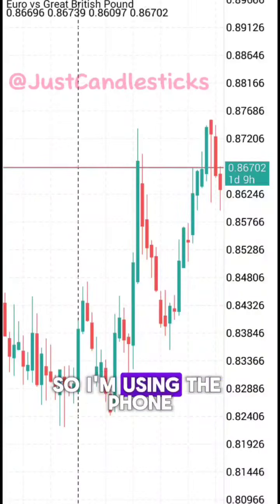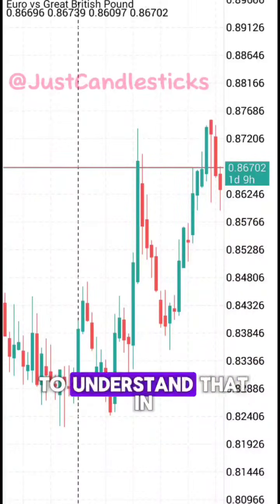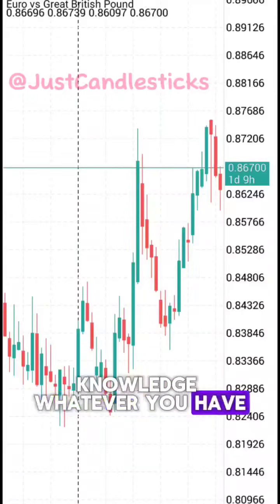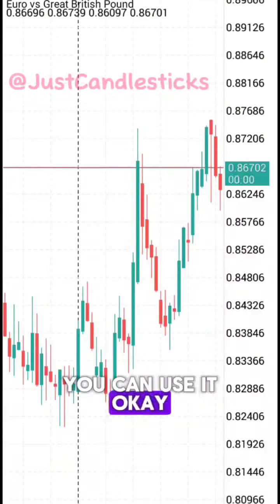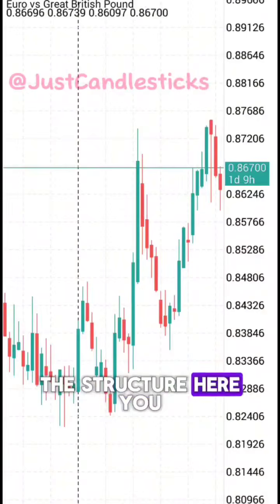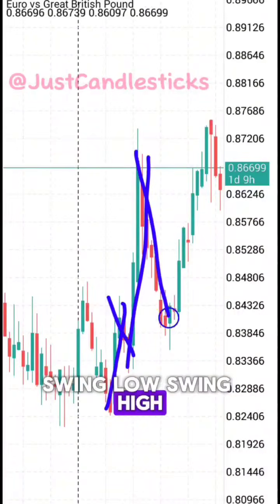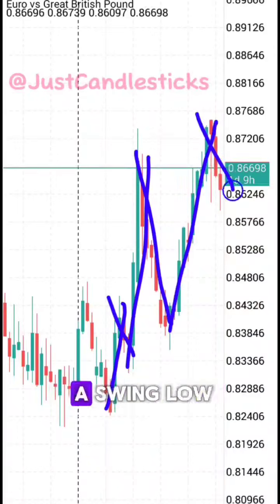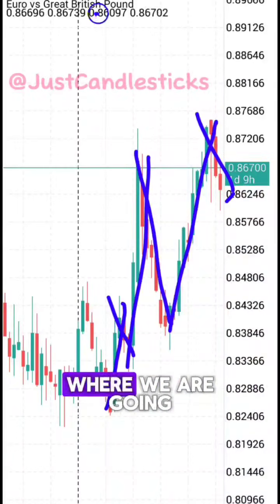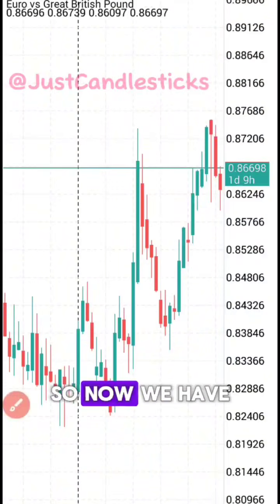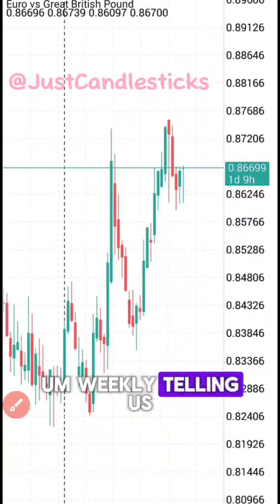I'm using a phone because I want you to understand that in this financial market, whatever knowledge you have, you can use it. Now look at the structure here. You have the market making a swing high, swing low, swing high, swing low, swing high, then a swing low. We already knew where we are going is above here, so there is a gap. So now we have weekly telling us up.